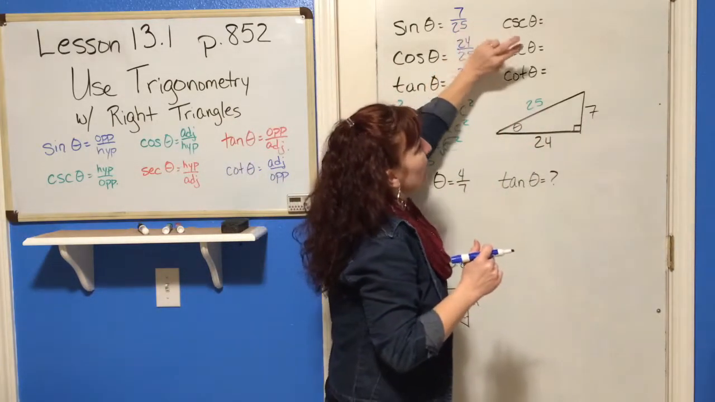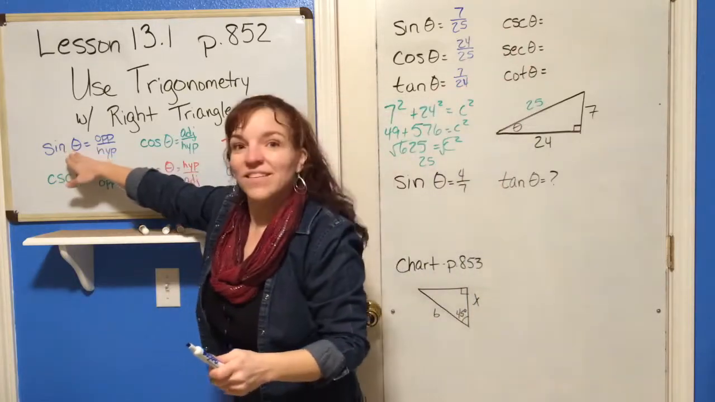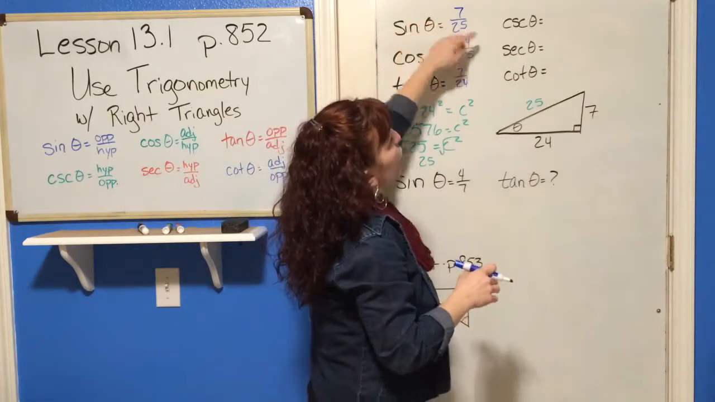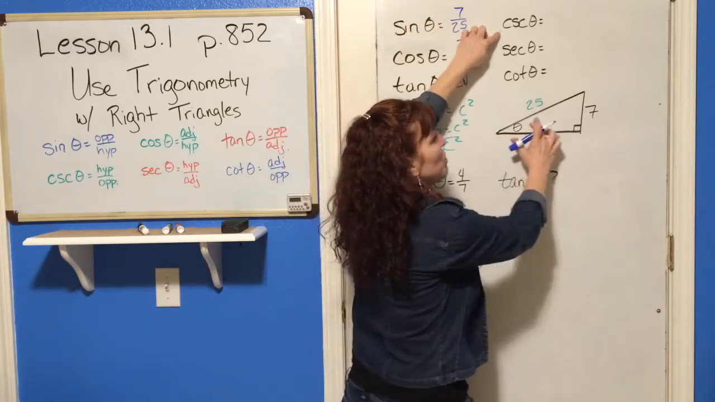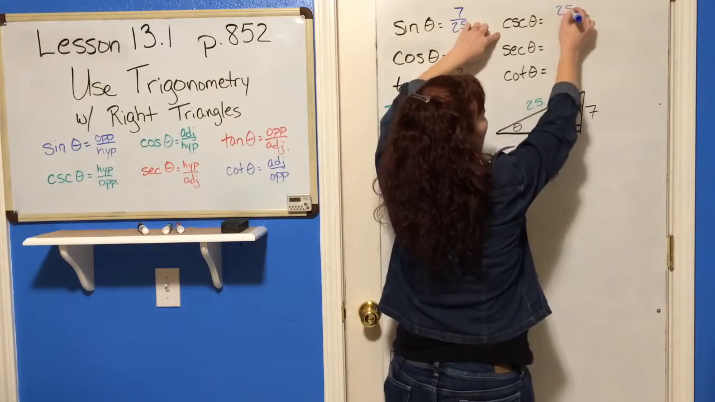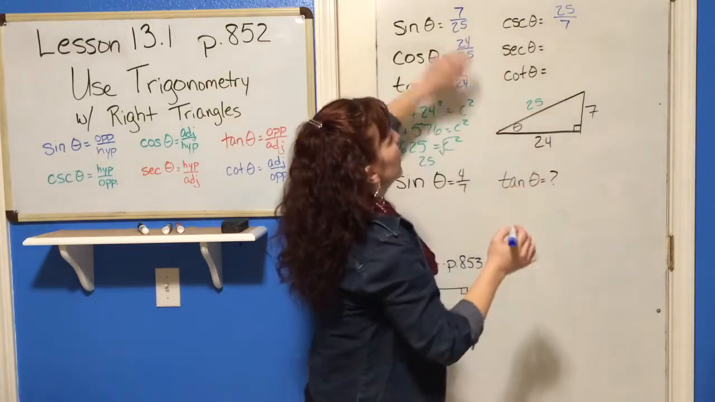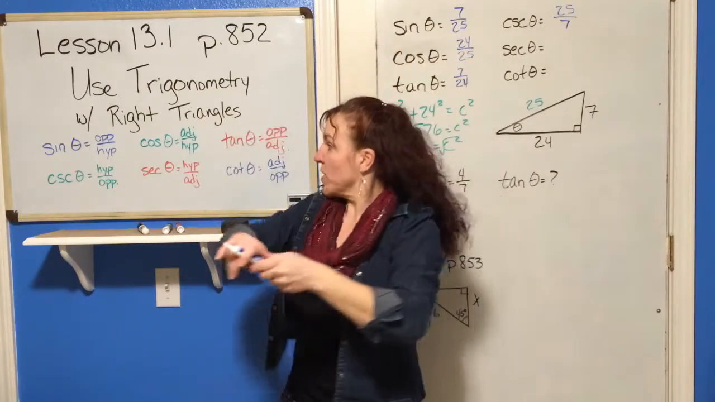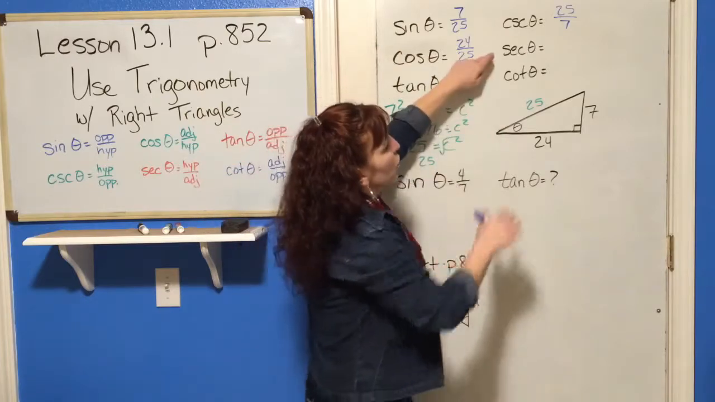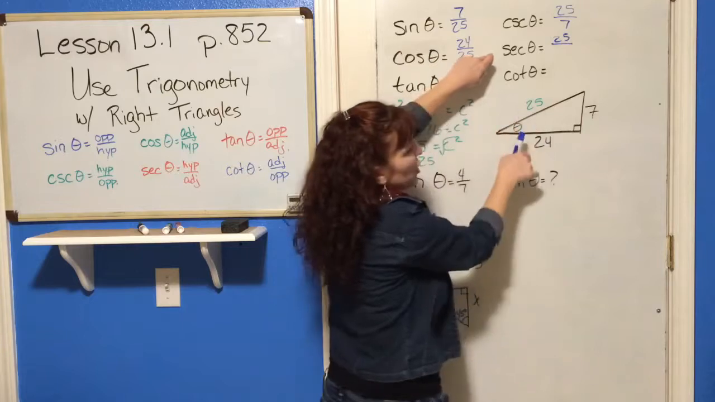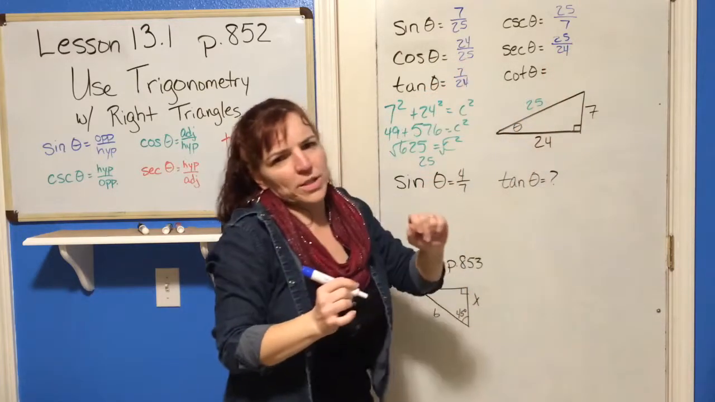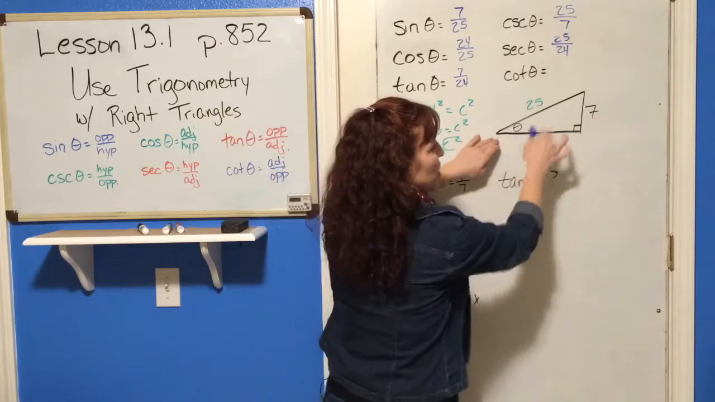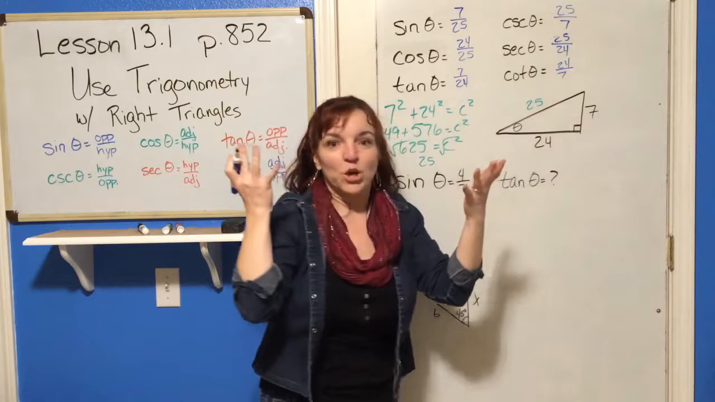Now, cosecant is the reciprocal of sine. Cosecant is the hypotenuse over the opposite. So if you know sine, you can just flip it. Your cosecant is going to be the hypotenuse, which is 25, over the opposite, which is 7. And you see how it's just the reciprocal of sine. Secant is the reciprocal of cosine, and so it's going to be the hypotenuse over the adjacent, which is 24. Cotangent, surprise, surprise, is the reciprocal of tangent. So instead of opposite over adjacent, it's adjacent over opposite. So 24 over 7. And that's all you do for those.